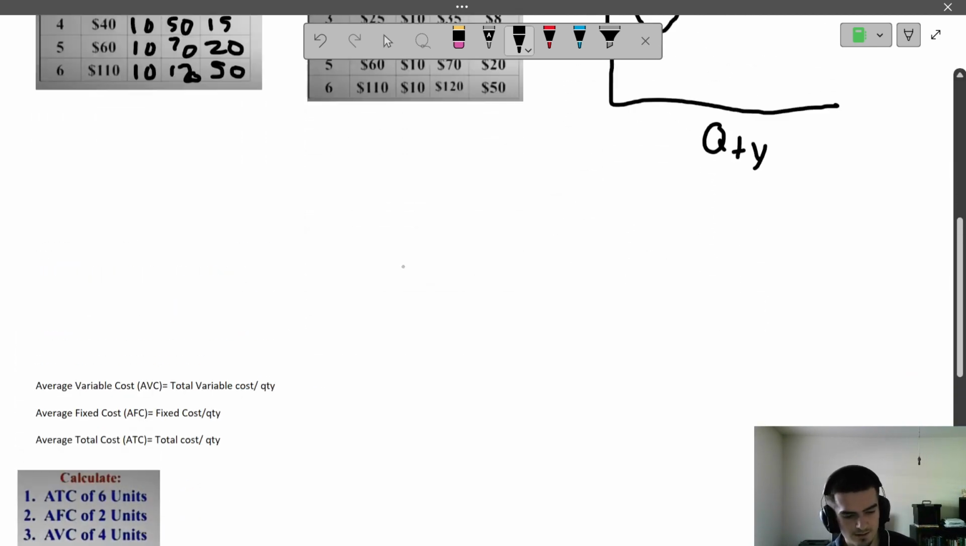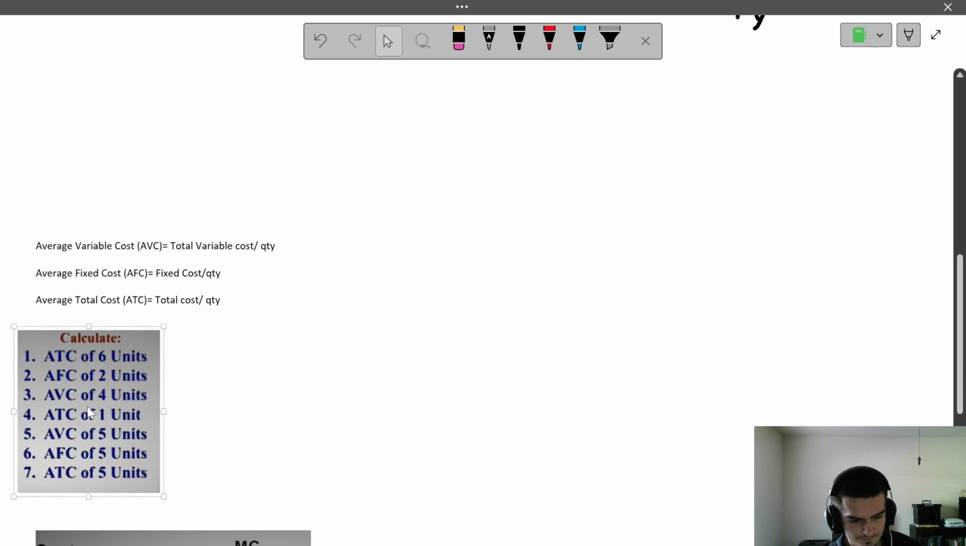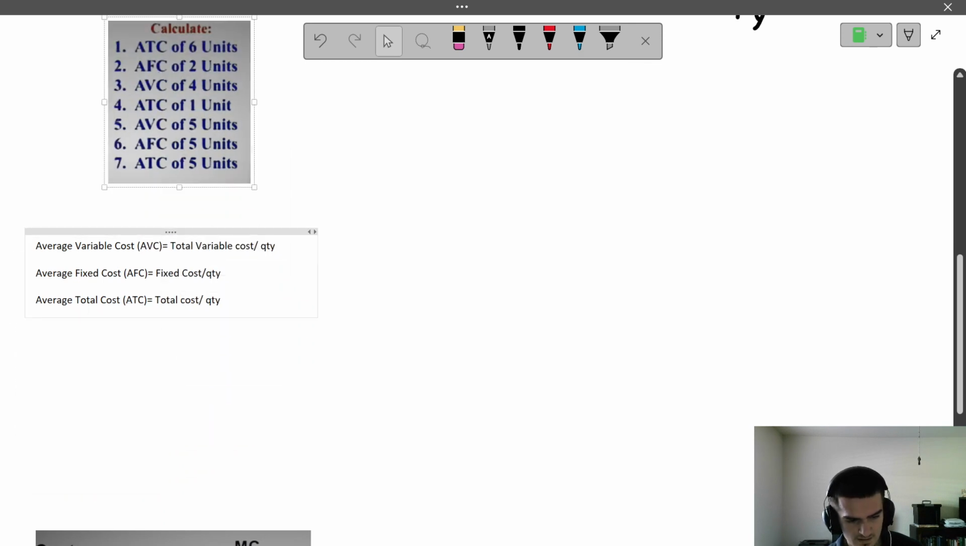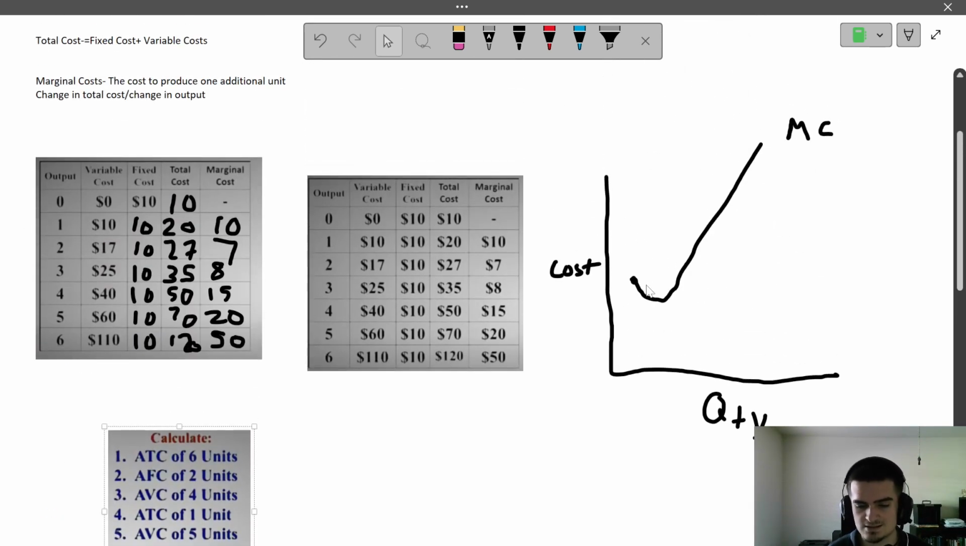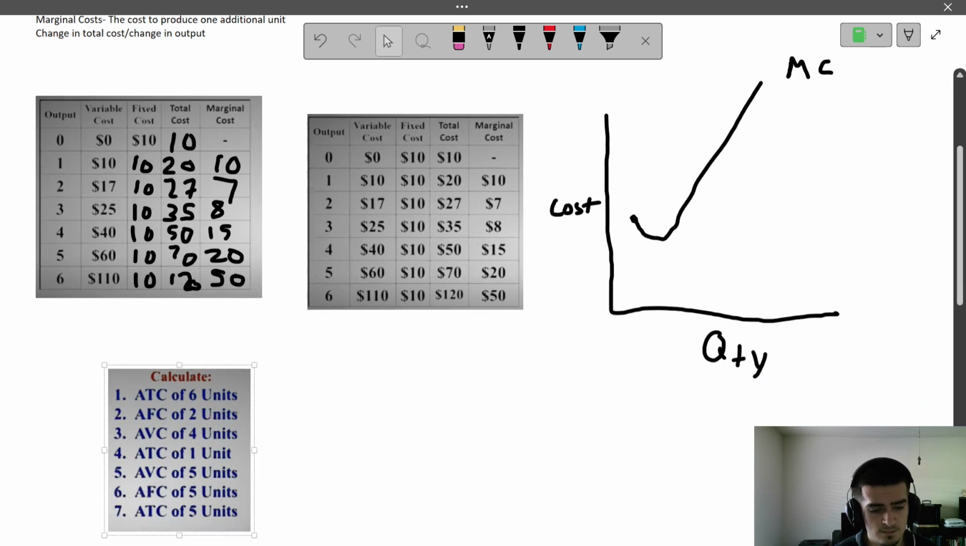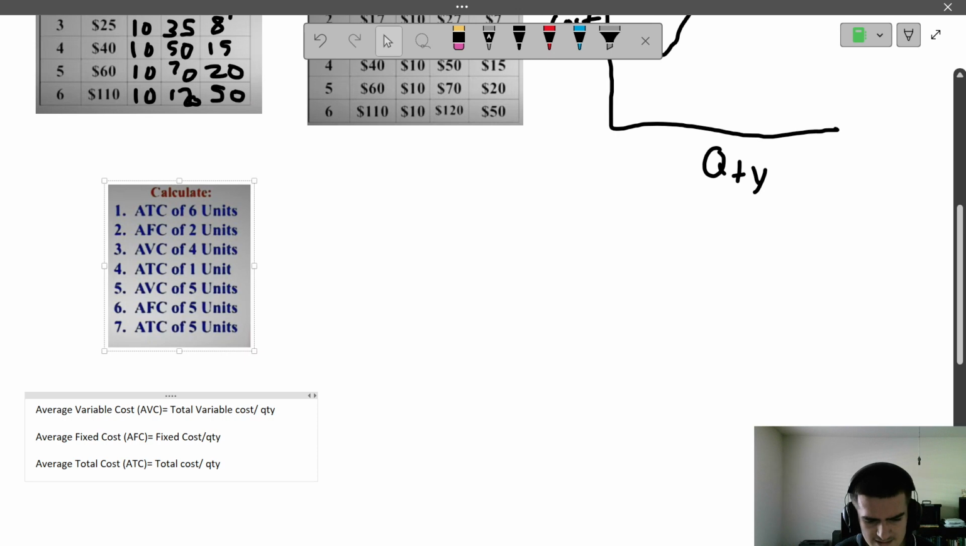Then there's a few other things. The reason I mentioned how to graph marginal cost is because that's what you need to do for this unit. You need to be able to graph a few things, put them together, and understand what they mean for competitive markets. The next three things I'm going to introduce are average variable cost, average fixed cost, and average total cost. Average variable cost is going to be your total variable cost divided by your quantity.